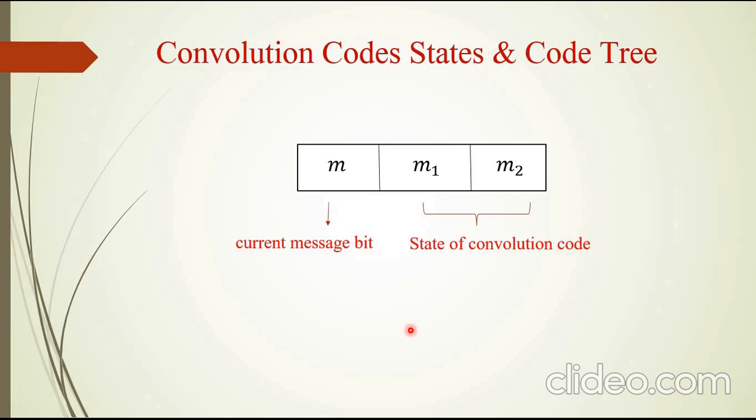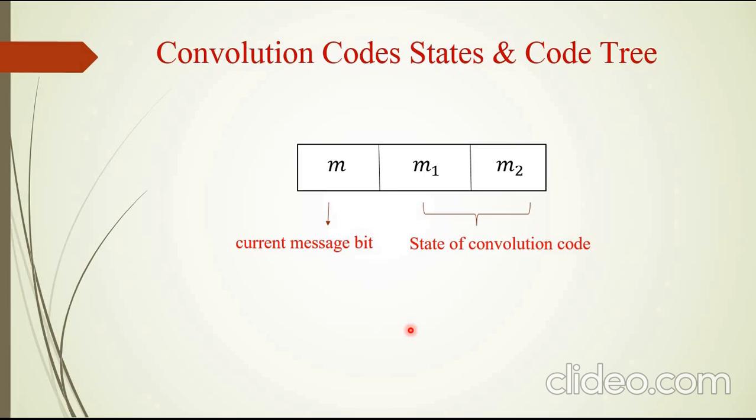Hello everyone. Here in this session, I will explain convolution code states and the code tree. I will explain this with one example. Before we go for this explanation, let us have one convolution encoder.